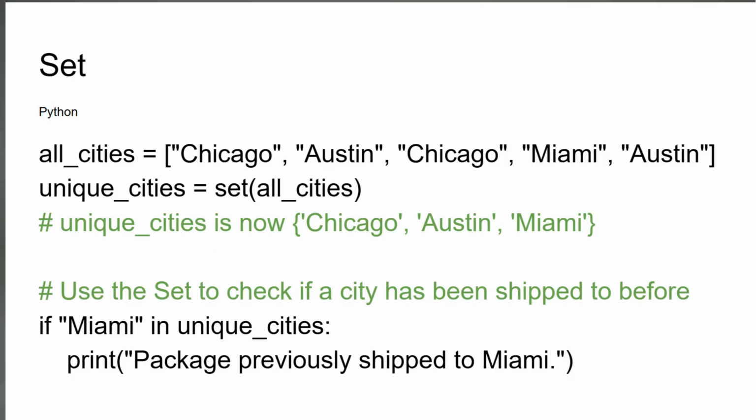Then, if we take that same set and we say, if Miami is in unique cities, so if Miami is in the unique cities array, which it is since we loaded it there, then we're going to print previous package shipped to Miami. So the way a set works is you have a bunch of values. They could be duplicates in there, but you don't want any duplicates in this list.